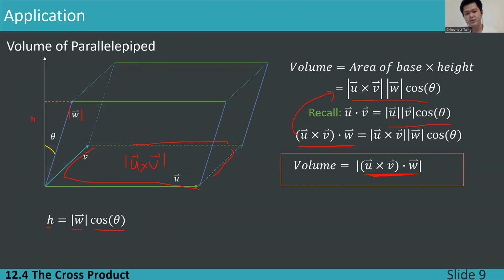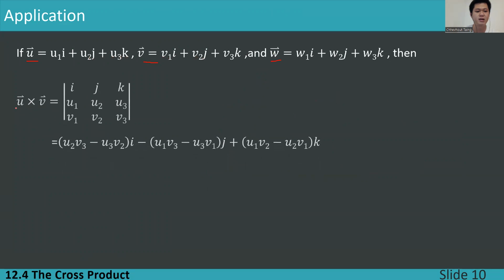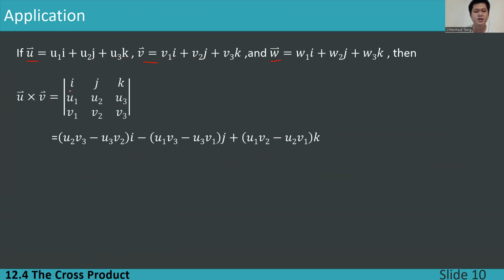So now that we know the formula to calculate volume, the formula seems a bit complicated. It has a cross product and it has a dot. So how do you calculate this? Well, let's see. If you have vector u, vector v, and vector w, to calculate u cross v dot w, it's no different from how you calculate u cross v, except that this time you replace i, j, and k with w1, w2, and w3.